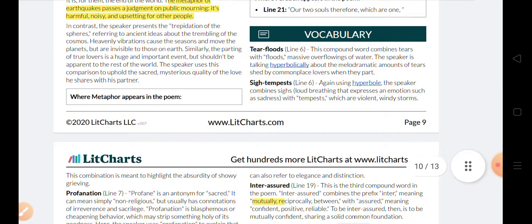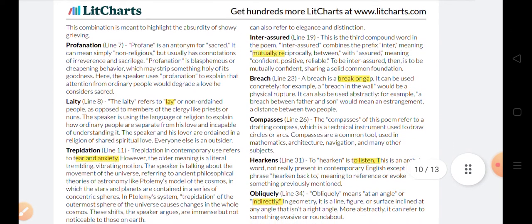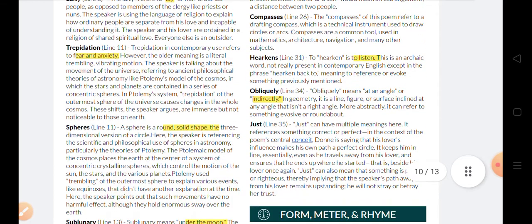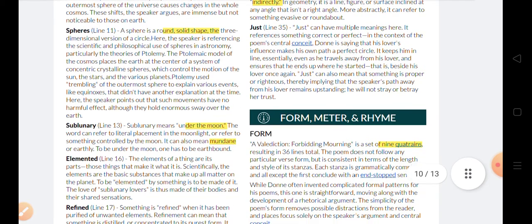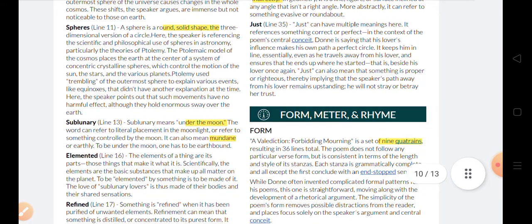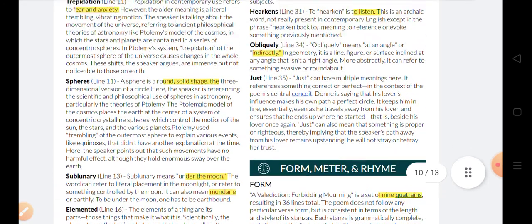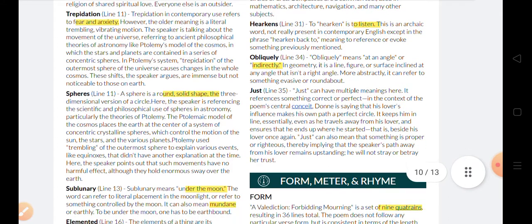So this is the vocabulary, the meaning of difficult words. We'll see 'light' means late, 'petition,' 'fear,' 'spheres,' solid, rounded objects, 'sublunary,' commonplace, under the moon, mundane, and 'hearken' means to listen, 'obliquely,' indirectly.